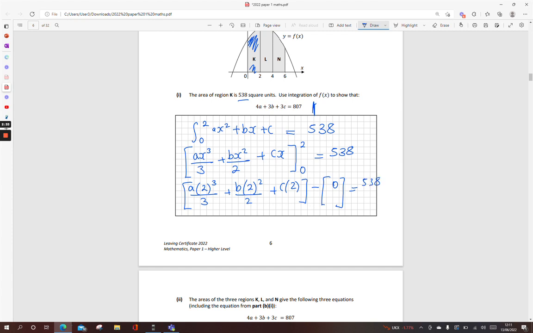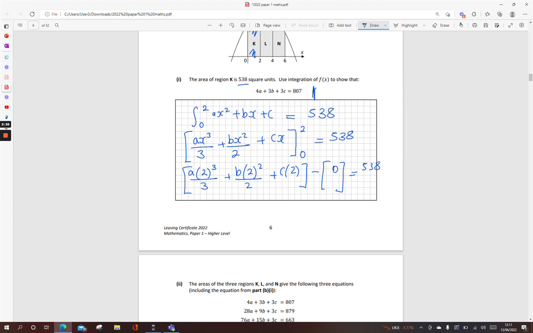Now I don't have much room there, as you can see. So tidy that up. 2 cubed is 8. We get 8a over 3. Plus 2 squared is 4. 4b over 2. And 4 over 2 is just 2b. Now you can work that out for yourself a wee bit easier. 4b over 2. And 2 into 4 goes 2 times. Plus 2c is equal to 538. Still a long way off looking like this. So we'll fiddle about with it.